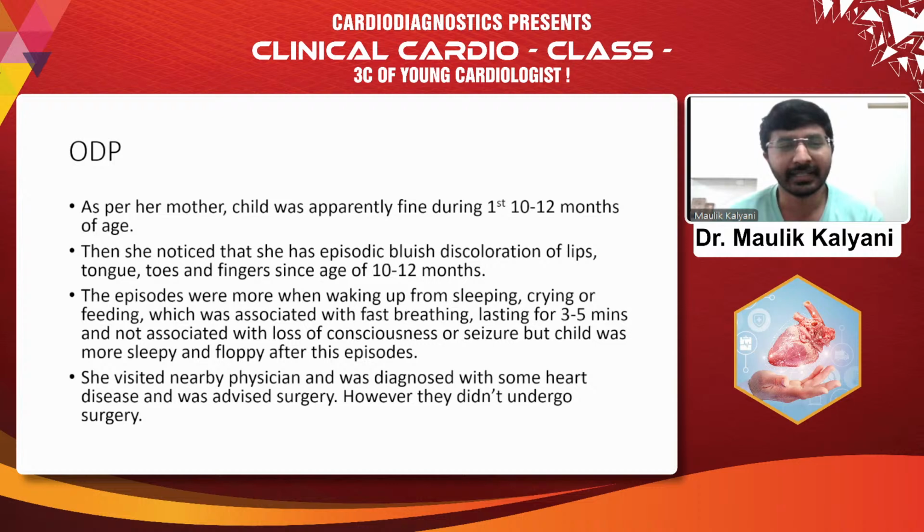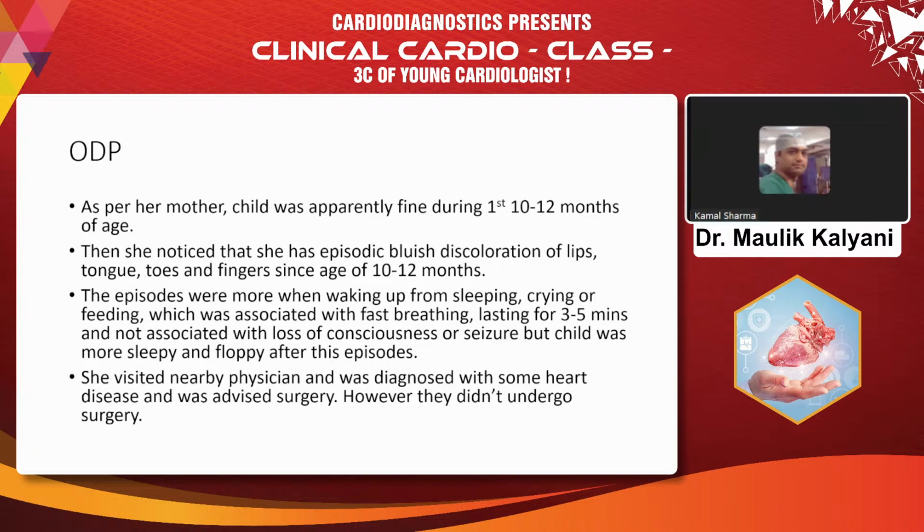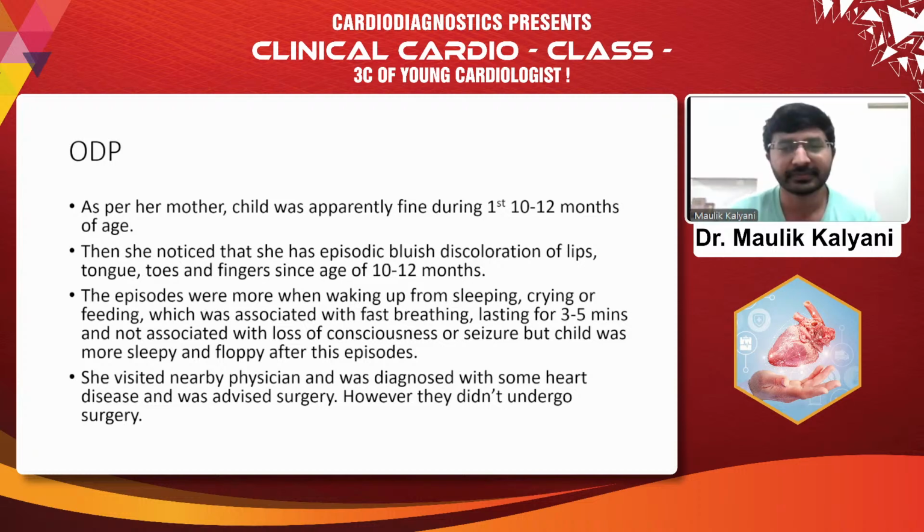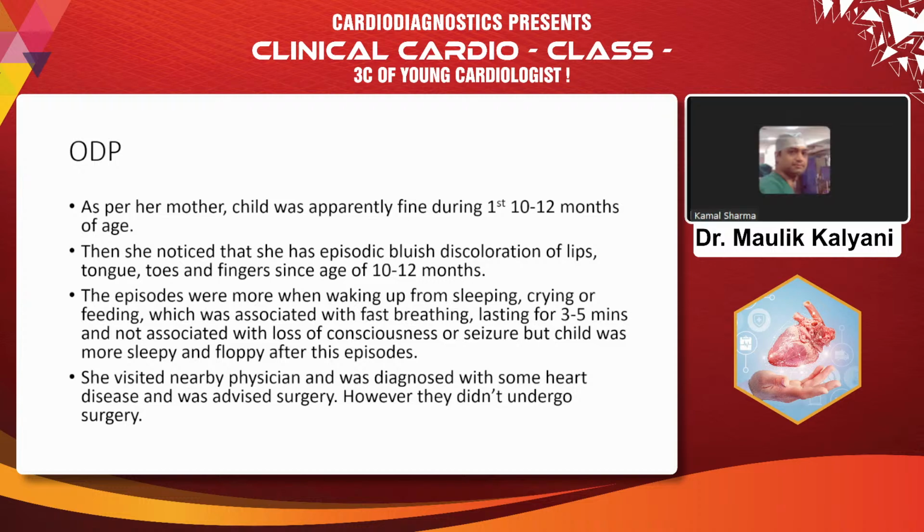For tetralogy, sir, the ideal age is 3 to 6 months as per the literature and Western world data. But in India, sir, around 9 to 12 months most patients get operated. Very good. So it should ideally be within the first year of life, preferably at 3 to 6 months. That's correct.